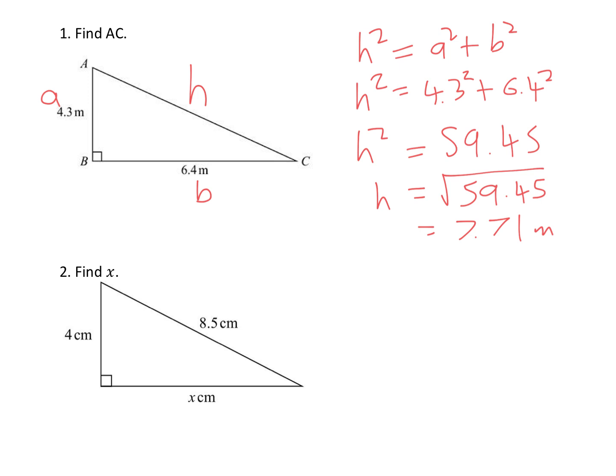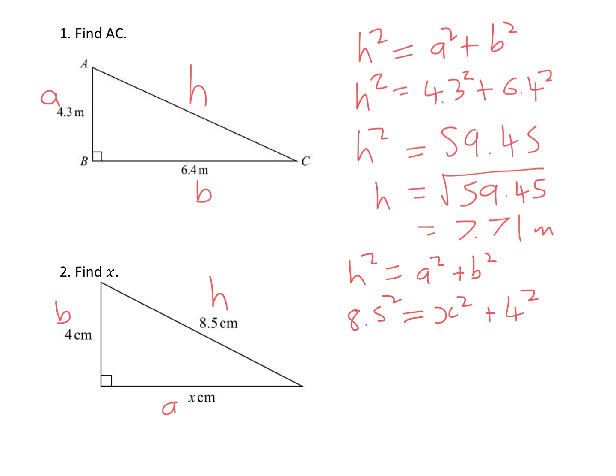Example 2, find x. So step 1, label our sides. Hypotenuse is the longest one, opposite the right angle. So these two will be our a and b. So we can state Pythagoras' theorem to begin with. h squared equals a squared plus b squared. And then 8.5 squared would equal a squared, or in this case, a is x, so x squared plus 4 squared. So what we've done there is written out the formula for Pythagoras' theorem and substituted in the values that are on the diagram for h, a, and b.